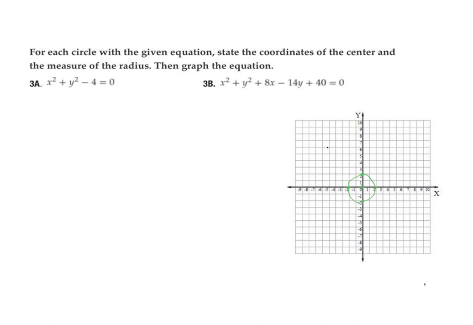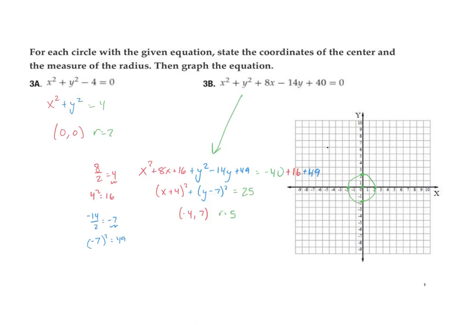So not much work done on this one. Just a circle with a center at the origin and a radius of 2. Okay? Good luck on 3B. And here's the answer to 3B.